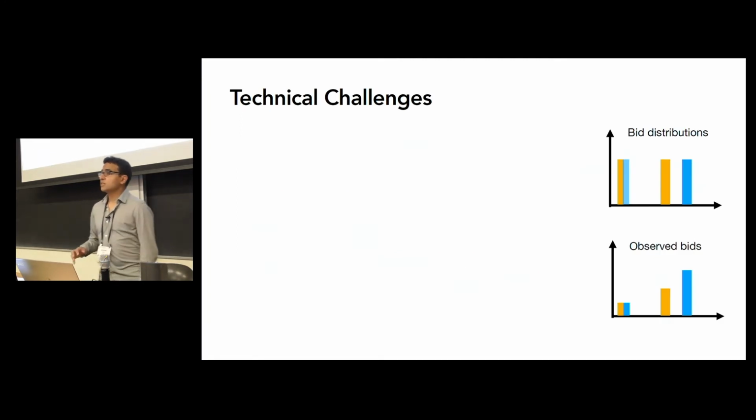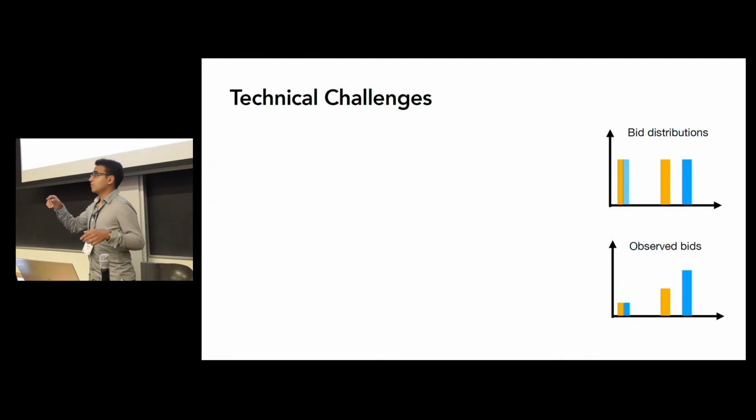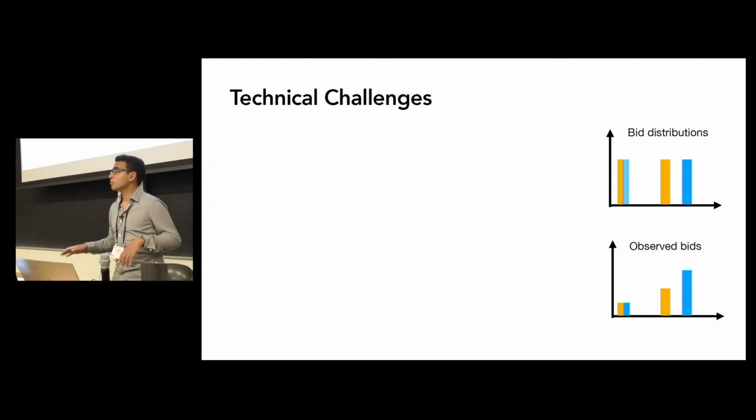OK, so why is this an interesting problem? Or why isn't this just trivial? Why can't I just watch this auction a whole bunch of times and take the times where agent A won and estimate? I'm sorry, I have a clarifying question. Yes. Do you observe the number of bidders? You know the number of bidders. Okay. Yeah, that's a great question.